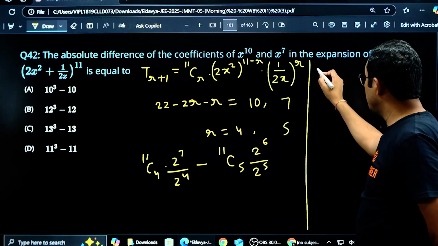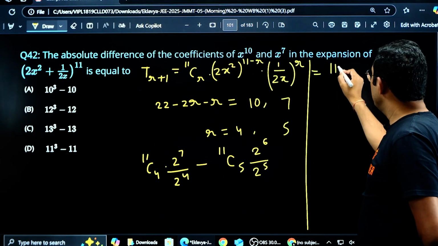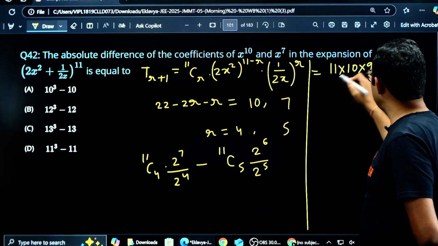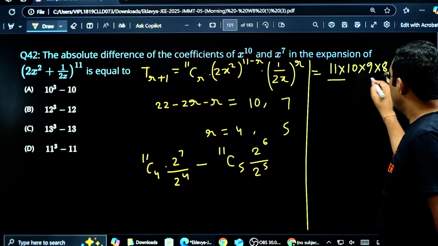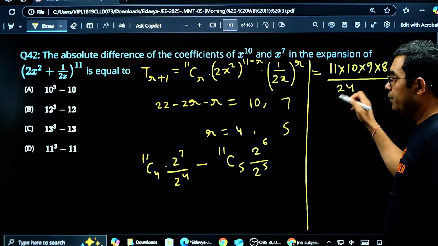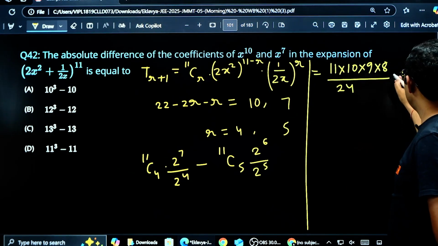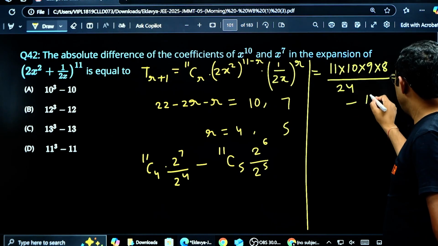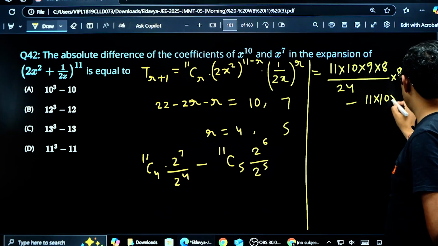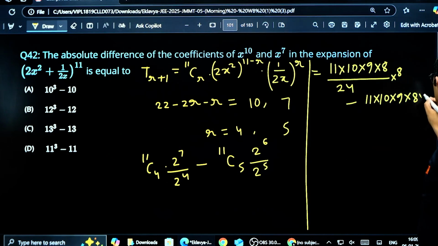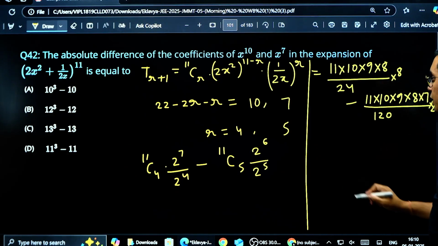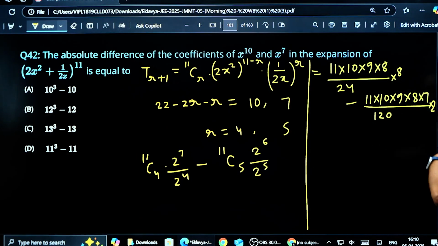Now this is not difficult to find. 11C4 is what? 11 into 10 into 9 into 8, four terms, upon 4 factorial, that is 24, because the 6 factorial will cancel, into 2 power 3, so 8 in the numerator here. Then minus, it will be 11 into 10 into 9 into 8 into 7, because this is 11C5, upon 5 factorial, that is 120, into 2 here. Okay, so we just have to solve it.